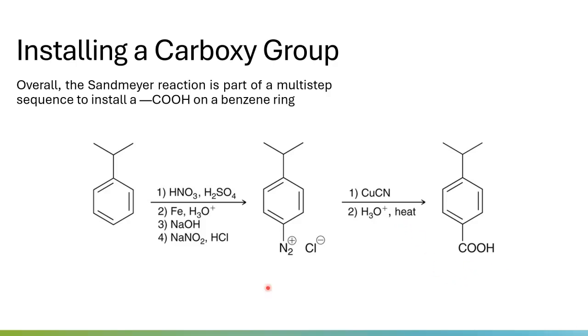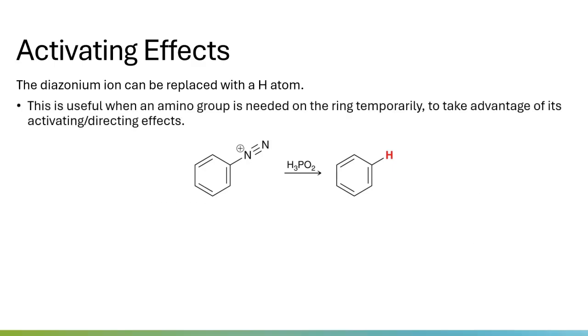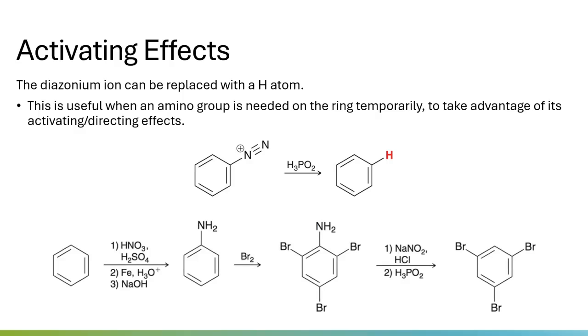Activating effects. The diazonium ion can be replaced with a hydrogen atom. This is useful when the amino group is needed on the ring temporarily to take advantage of its activating or directing effects, like we see here. It can then be easily removed in order to give the target compound.